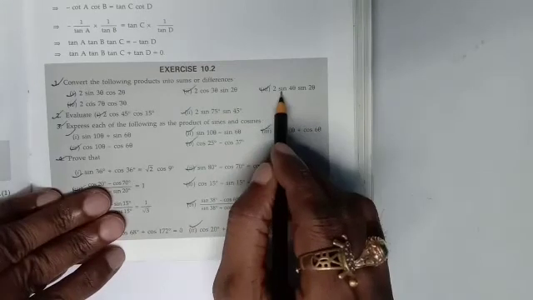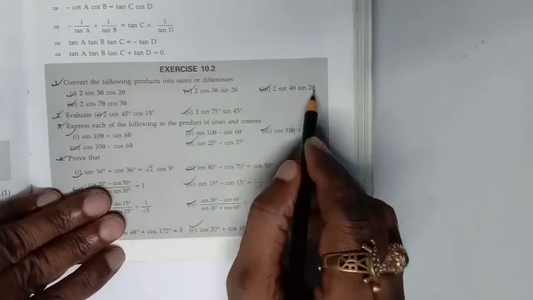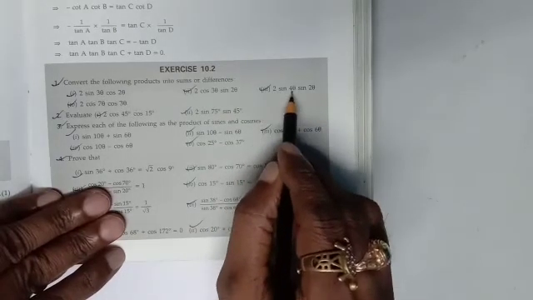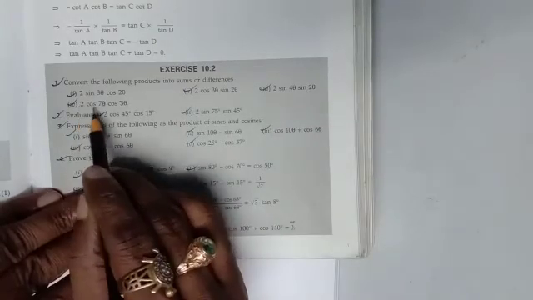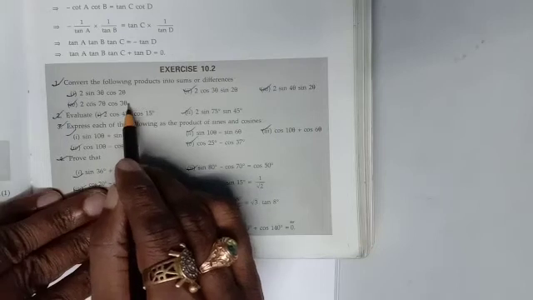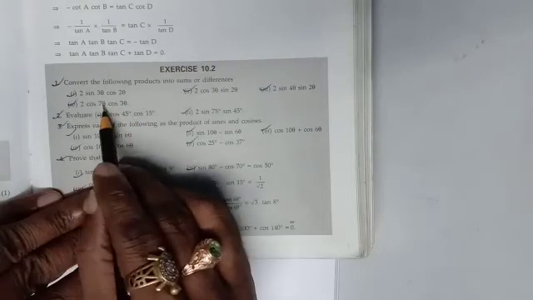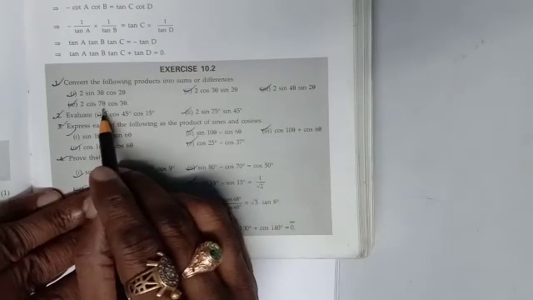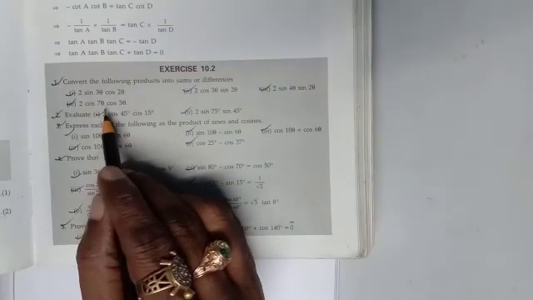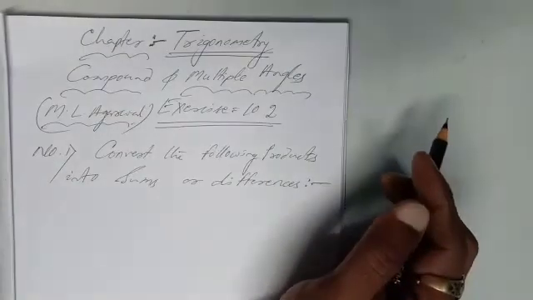Third part is given 2 sin 4 theta into sin 2 theta. That means the formula will be 2 sin A sin B. The fourth part is given 2 cos 7 theta into cos 3 theta, which means the 2 cos A cos B formula. A will always be greater than angle B. Just see one by one. Question number 1.